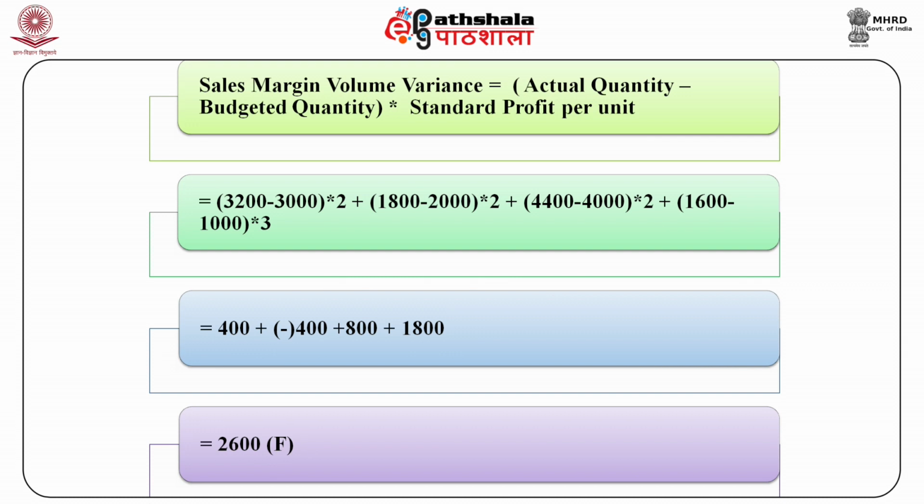Then we have sales margin volume variance. This equals actual quantity minus budgeted quantity multiplied by standard profit per unit. This equals (3200 minus 3000) multiplied by 2 plus (1800 minus 2000) multiplied by 2 plus (4400 minus 4000) multiplied by 2 plus (1600 minus 1000) multiplied by 3. This equals 2600.